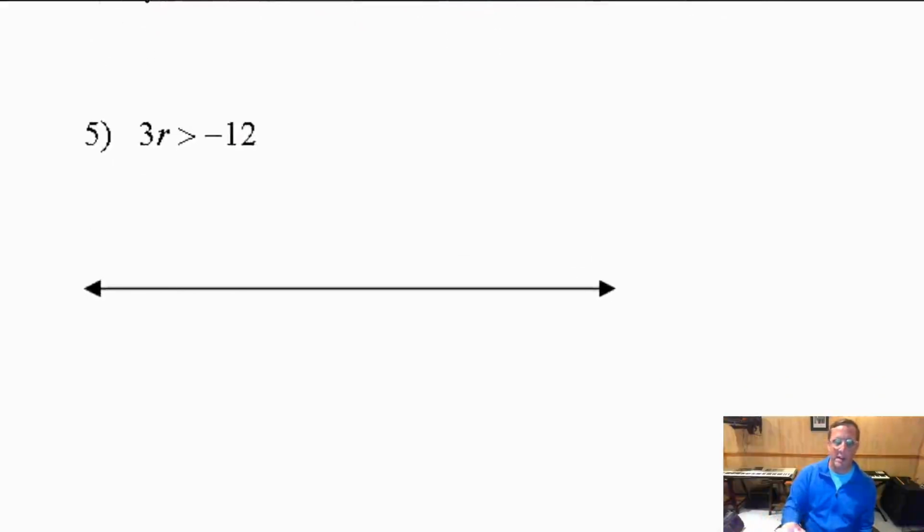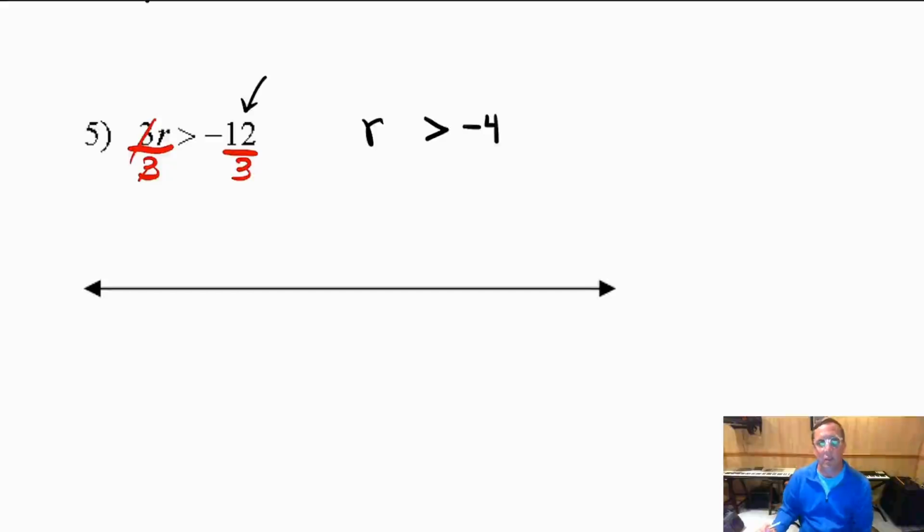All right, for number 5, we're going to divide both sides by 3, and then you get r is greater than negative 4. Now you might notice something here: we divided negative 12 by 3. And you may know, in the corner of your brain, that when there's a negative involved, sometimes you flip the sign, but not in this instance.